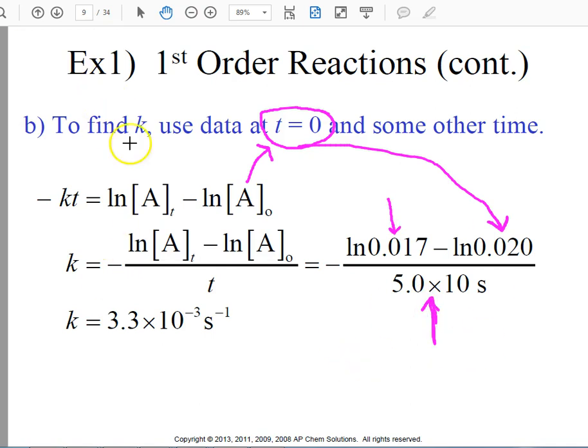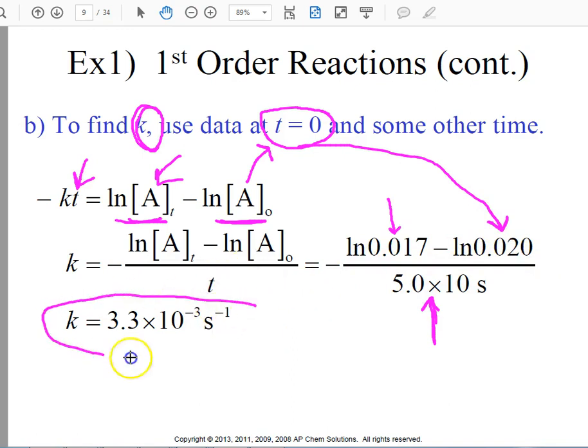All right? So let me reiterate. When we're solving for k, we always use the concentration at the beginning right here. Okay, that's the only choice you have. Then for the concentration at time t, if you're trying to solve for k, you can pick any time you'd like to put here, and you put the concentration at that time here. So we plug those in, and this is as simple as hitting buttons on your calculator. So natural log of 0.017, minus natural log of 0.020, divided by 50, and we get this value for k.